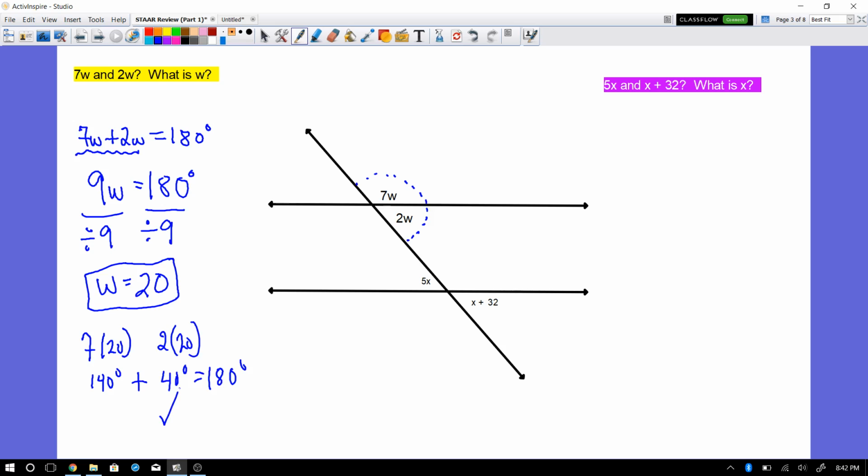Okay, 7 times 10 is 70. 2 times 10 is 20. Okay, so does that equal 180? No, it equals 90.